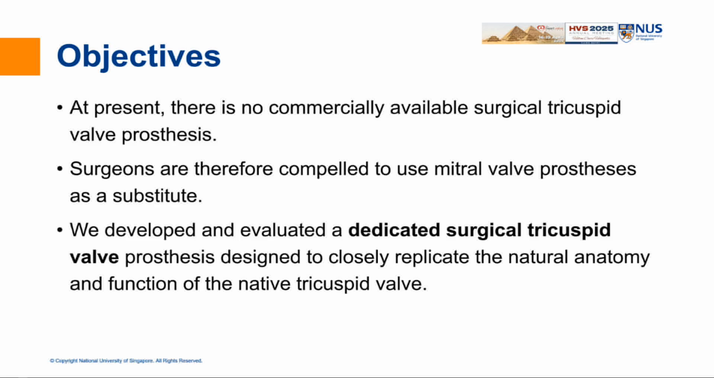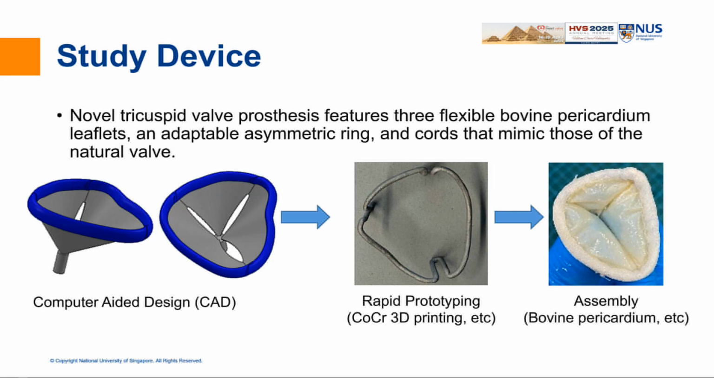The key feature of this valve, which I'm going to show you in a minute, is that it closely replicates the natural anatomy and function of the native valve. The novel tricuspid valve prosthesis features 3 flexible bovine pericardium leaflets, an adaptable asymmetric 3D ring, and cords that mimic those of the native valve.